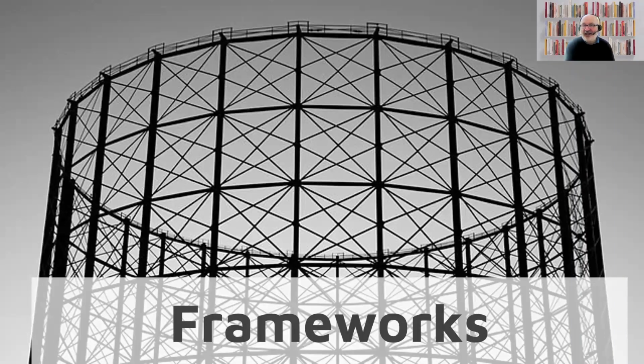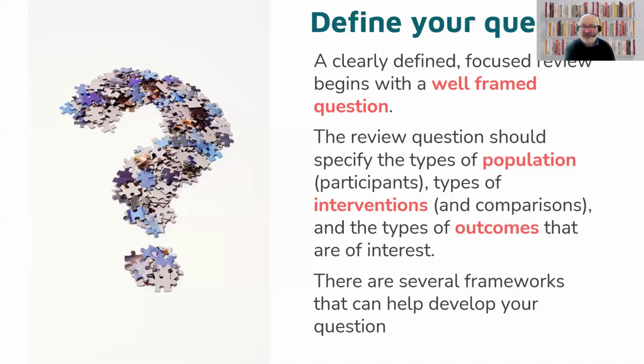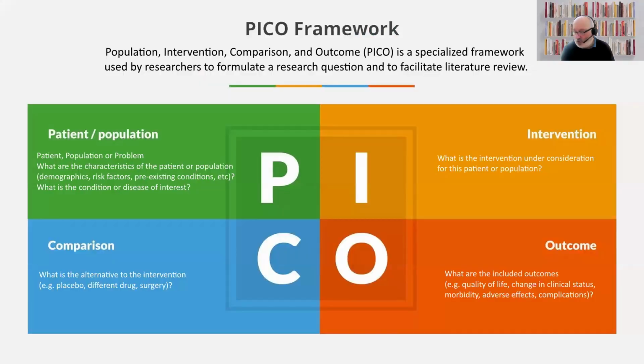So one of the key things to help you when doing a scoping review are what are called frameworks. Frameworks are mechanisms for looking at your question and breaking it down into component parts. And then that's the framework for your search strategy. The classic one for systematic reviews is PICO, which stands for Patient or Population, Intervention, Comparison, and Outcome.